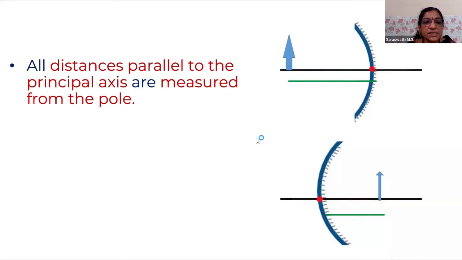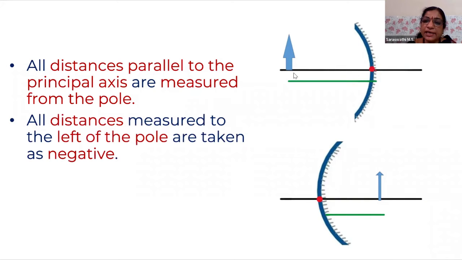The object distance is measured parallel to the principal axis, always from the pole. So you keep the zero of the scale here and measure it in the opposite direction. The direction of the sunlight is like this. The direction in which you measure the distance is going to be opposite to that. So anything that is measured to the left of the pole is taken as negative. So u is always negative.